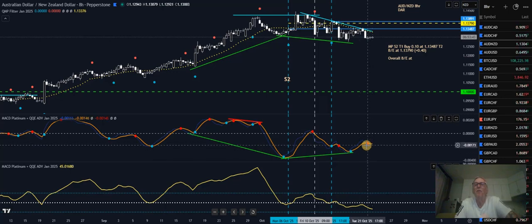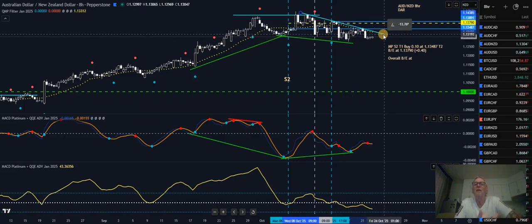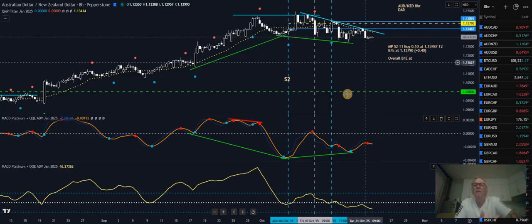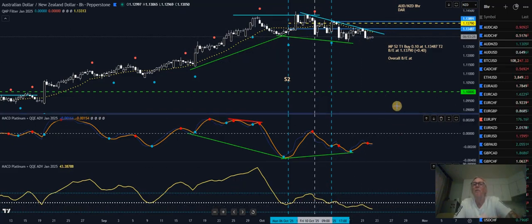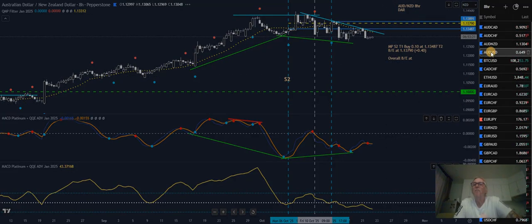There's been a red dot on the MACD platinum, but it's below the 0 level. So I've started drawing this trend line across the highs here, and I'll just keep on extending that until we either get a clear break or price gets up into that area again. As you can see, the QQE is below the 50 level, so I'm in buy mode anyway. Yeah, not looking that good at the moment on the Aus New Zealand.